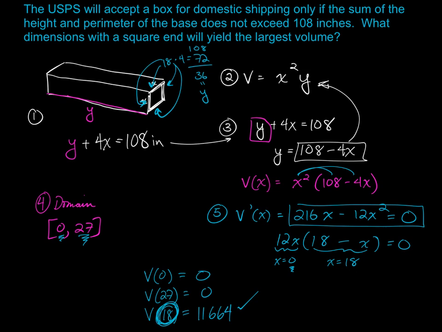And again, that equation is right over here if you're trying to solve for y. So 108 minus 4x, that's what we did. We had 108 minus 4 times 18. Y is 36. So you want dimensions that are the base of 18 inches by 18 inches and a height, or a length or whatever you want to call it, of 36 inches.